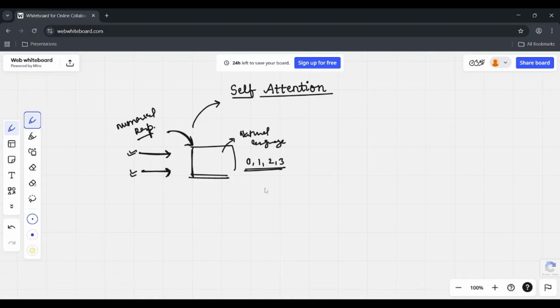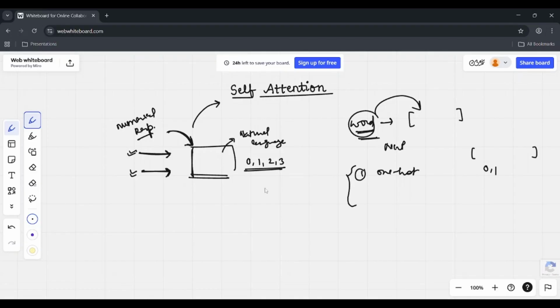Now the question is, how do I convert my word into this numerical representation? To convert our word into a numerical representation, we have various techniques in NLP. For example, one hot encoding, where we represent every word in a vector form where elements are either 0 or 1, right? Similarly, we have bag of words, we have TF-IDF, but these techniques just convert the word into a numerical representation. That does not carry any meaning.